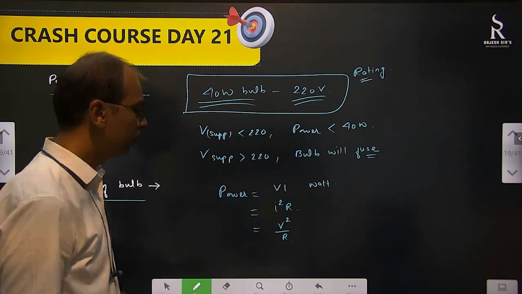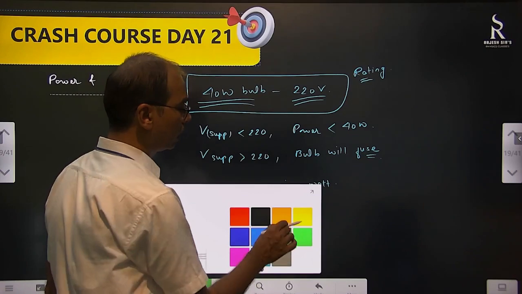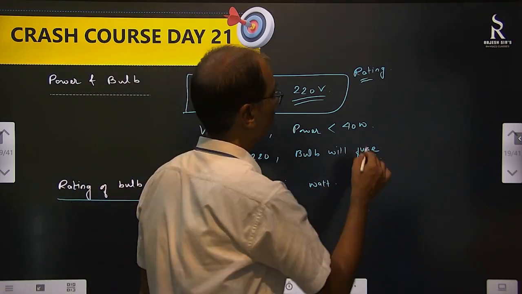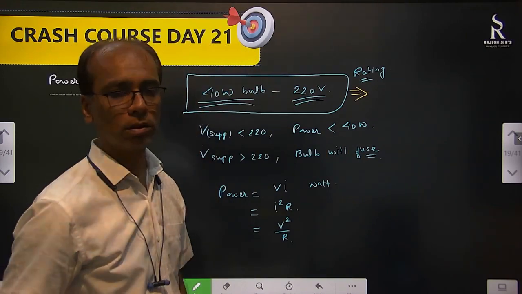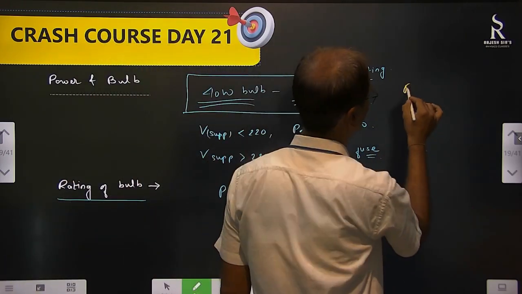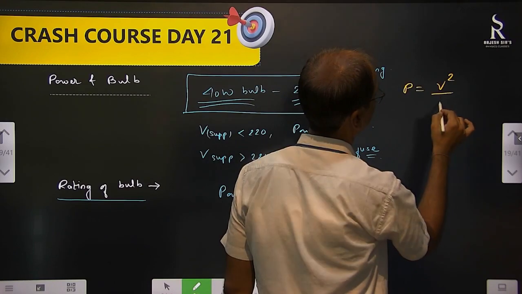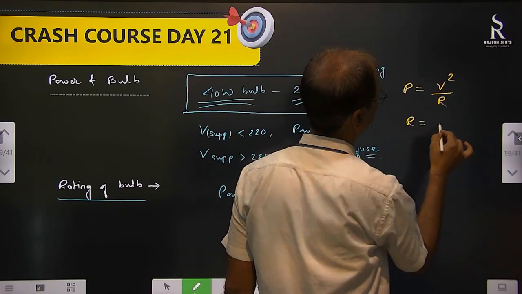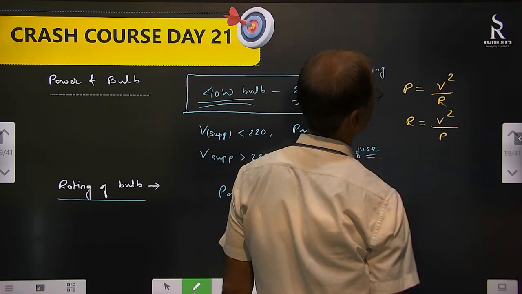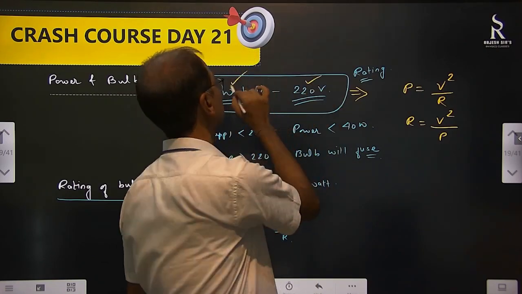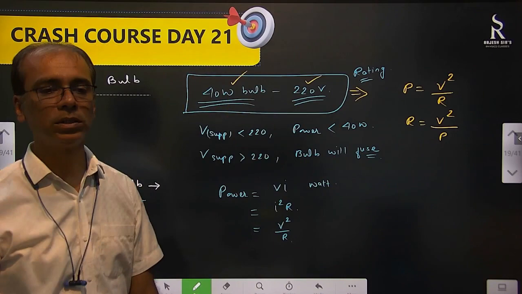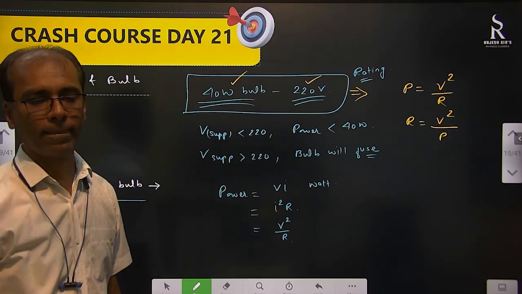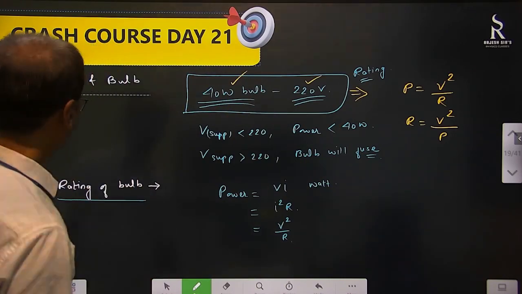Through rating, what information we can get? Through rating, we can get resistance of bulb. How? Because rating is this 220 volt and 40 watt, and P is equal to V square by R, we know. So if P equal to V square by R, then I can write R equal to V square by P as well. So V is given, P is given, R we can find. So with this rating, we can easily find out what is the resistance of the bulb. Okay. Alright.